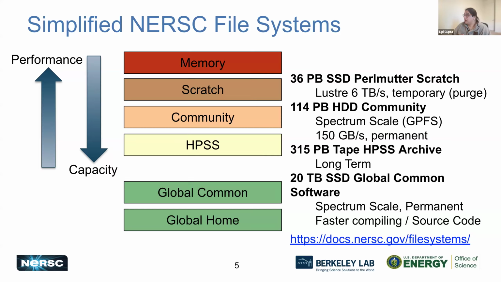Then there is the tape archive. This is for long-term storage, and you can see here it's huge, right? 315 petabytes, so a little bit less than 10 times the size of Scratch. It's a huge amount of space, and this is for very long-term storage. It's called an archive for that reason. And then we have a little bit of other space. This is our global space, and there are two different versions. There's global common.